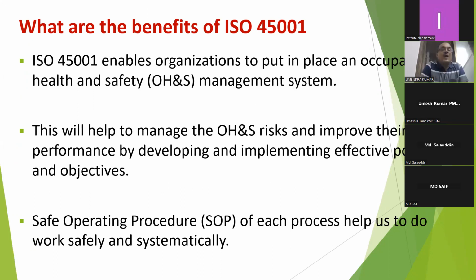What are the benefits of ISO? ISO 45001 enables an organization to put in place an occupational health and safety management system. When the organization is implementing it, we cannot say 100%, but our target is zero incident. There are two types of accident: unsafe act and unsafe condition. Maybe some person is doing well, but there is some lacking in the process. So it is considered as tending to zero. The possibility of an incident is very low when you are implementing ISO 45001 in our organization.